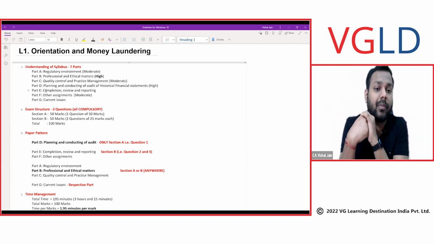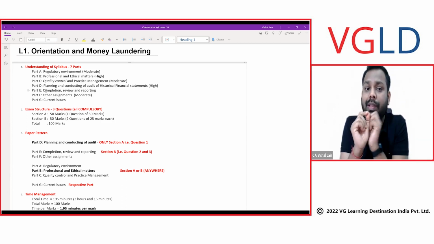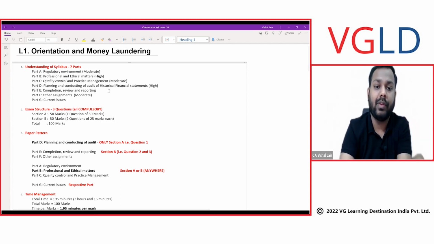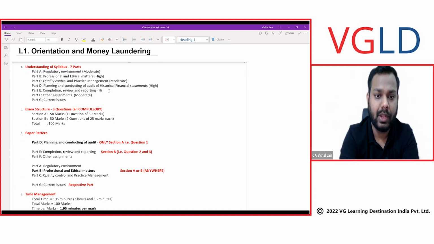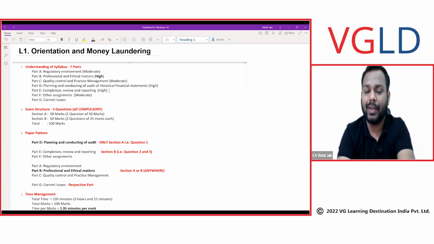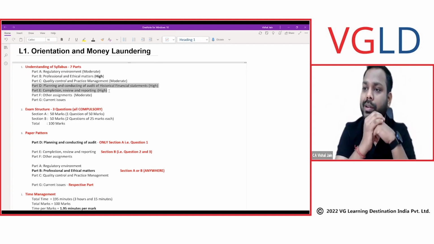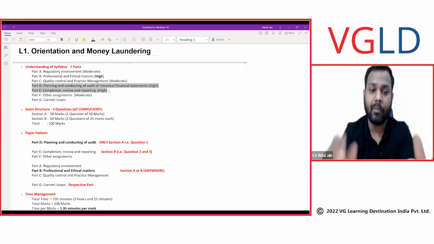Okay, now part F, okay, talking about part A E, exam importance, a question of 25 marks is a mandate. Okay, so I will give you a very high importance. So if you just cover up these two parts, a question of 65 marks, around 50 to 60 marks gets covered. So these two parts are of very, very high importance.